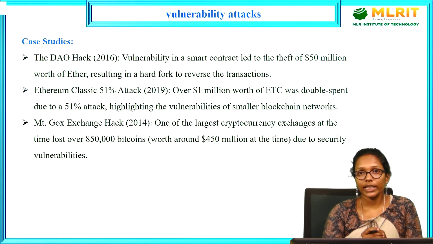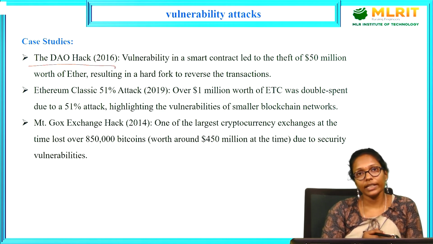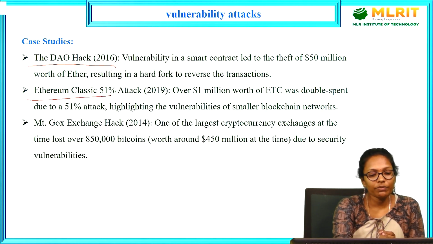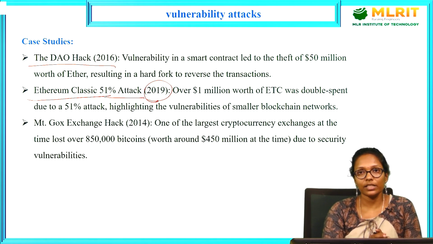Coming to the case studies, we have discussed all these case studies in the previous slide. The first one is the DAO hack in 2016, just because of a smart contract vulnerability. And the Ethereum Classic 51% attack in 2019. In 2019, the Ethereum Classic attack happened. It was a 51% attack, which means that in the network, more than 50% of the nodes were malicious nodes and they took an invalid decision. Because of that, the attack happened.